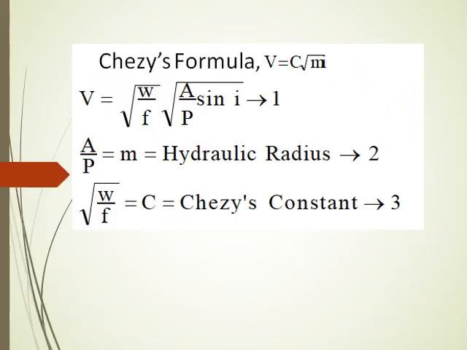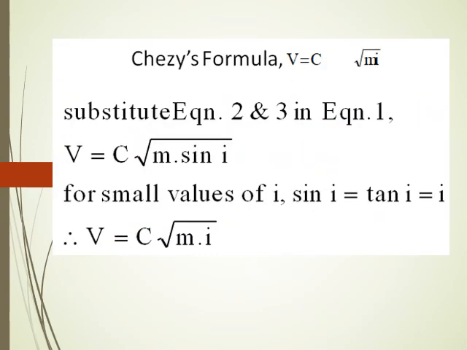When I equate this, we will get the formula V is equal to C into square root of m sin i. When equating equations 2 and 3, for small values of i, sin i is approximately i, since sin 90 degrees is equal to 1, so sin i is equal to tan i is equal to i. So from this equation, we replace sin i by i, where the velocity of the flow V is equal to C into square root of m i. So this is the velocity equation with respect to Chezy.